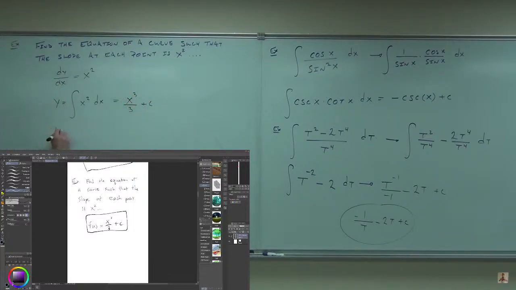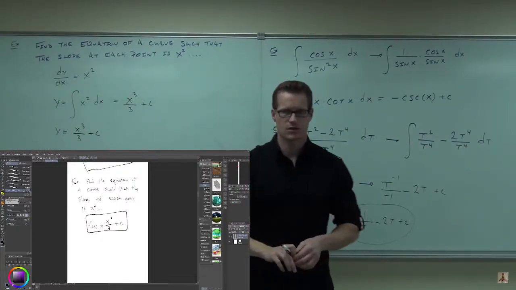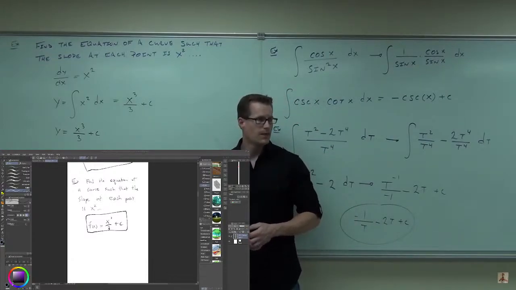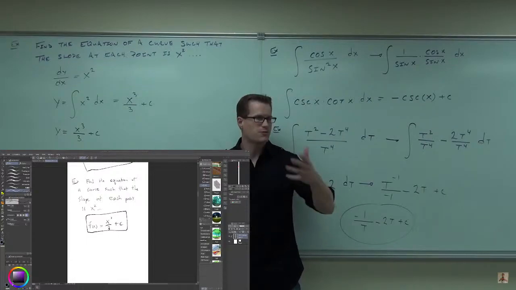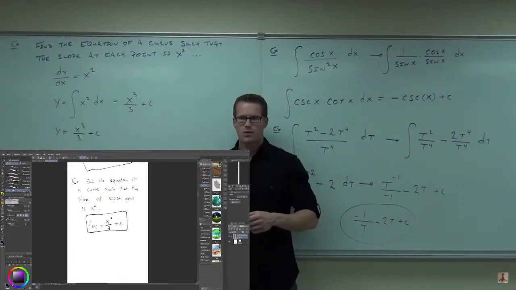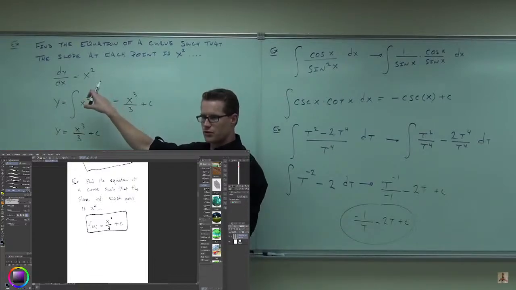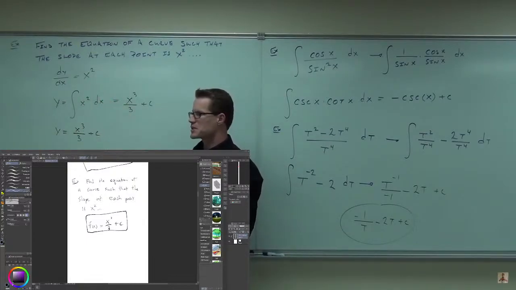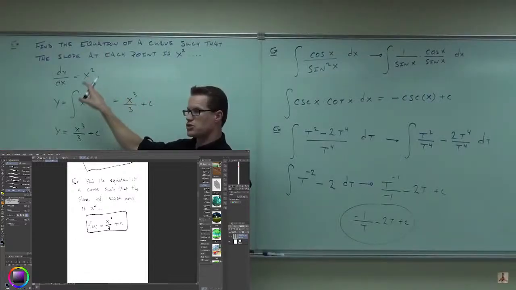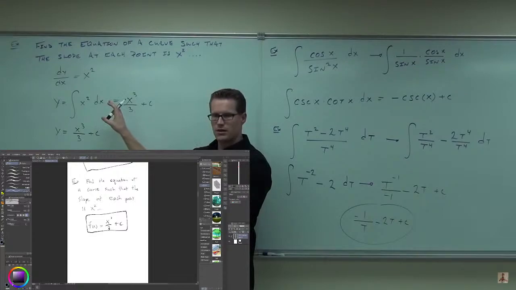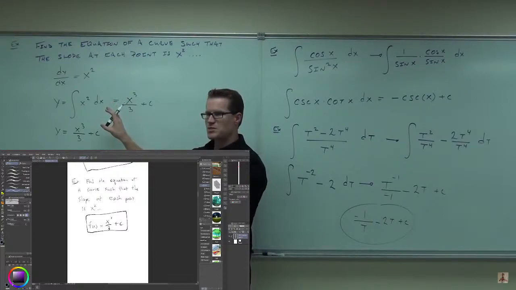So that's the equation, right? What does that represent right there? The family of curves, the family of functions. So that when I take a derivative of that, it's going to give me x squared. Is that true? For sure, any constant. Now, can I be specific? Can I give the equation with this problem right now? No, not right now, because I haven't been specific on the C.